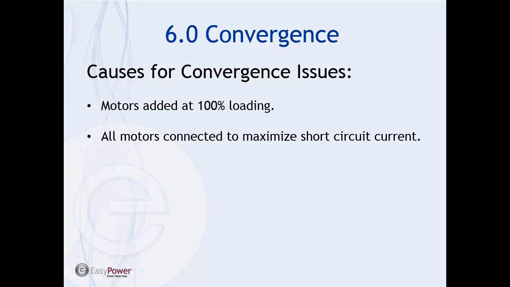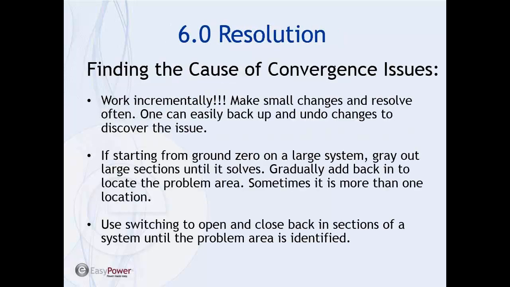Causes for convergence issues. More. How about adding all of your motors in at 100% load and not scaling them down to where they really are? How about having all of your motors connected in your system to maximize your short circuit current, because some of us have been taught to do that, but in reality, two of those motors would never be on at the same time because one is an alternate for the other. So both of those can cause convergence issues because you're basically overloading.